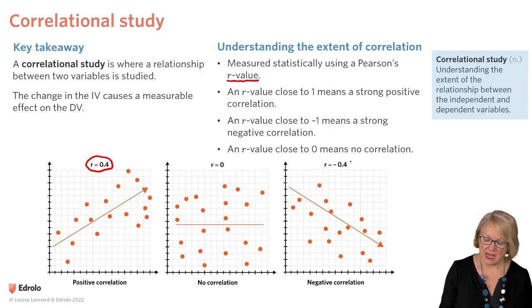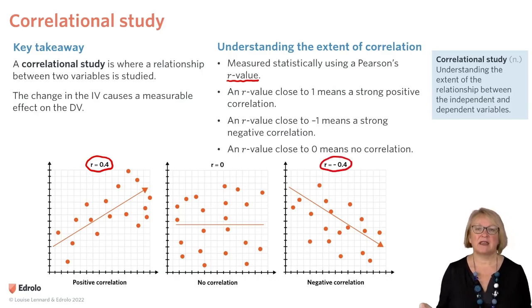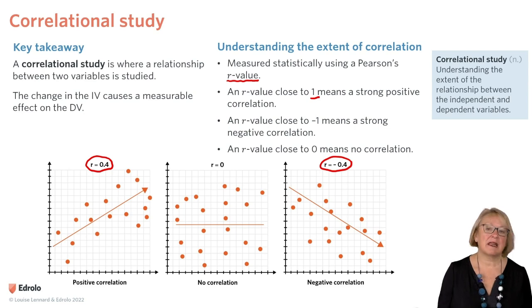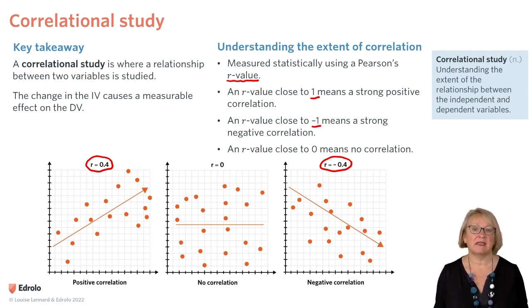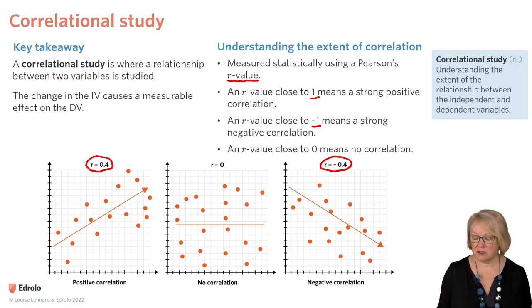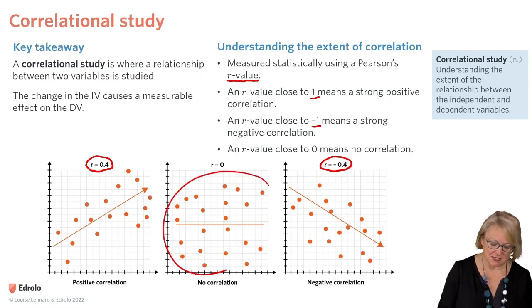Here we've got a negative correlation. An R value close to 1 means it's strong. And an R value close to -1 also means it's strong but inversely correlated. An R value close to 0 means there's no correlation. So here there is just no pattern, no statistical pattern.